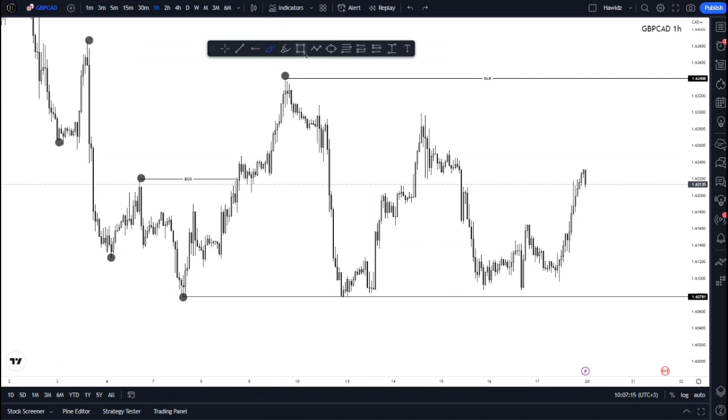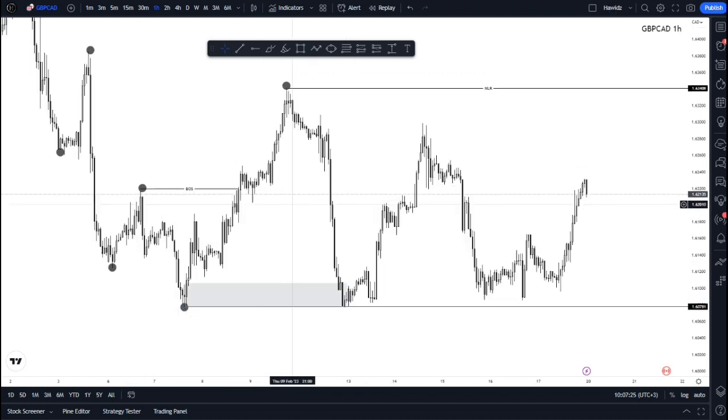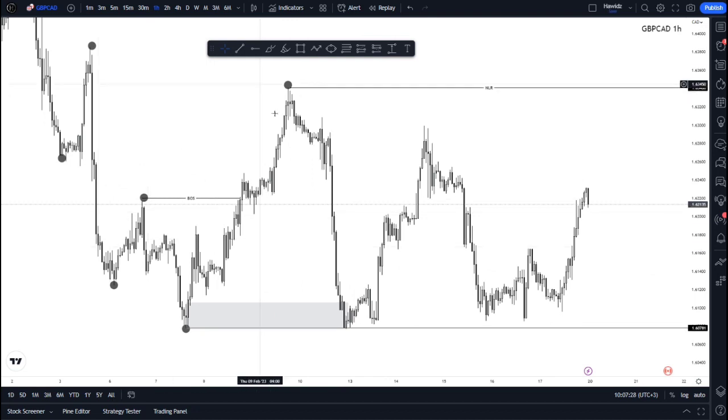Now from our analysis, we had this low here as that demand zone, or that bullish order block. As you can see, price comes back in, retests it, accumulates, makes this internal break and retest, which is our confirmation entry. So this was practically the entry to the top side.